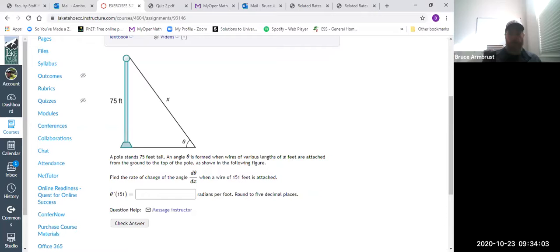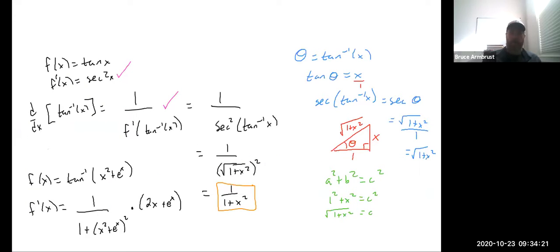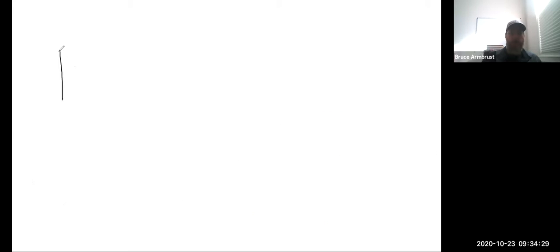All right, so Eric just threw in the chat sine, which I think is perfect. Remember, sine is opposite over hypotenuse. So what we're going to have is that the sine of theta is going to equal 75 over x. So let's go to a whiteboard here. I'll redraw that picture real quick. So theta, x, 75. We have the sine of theta is equal to 75 over x.